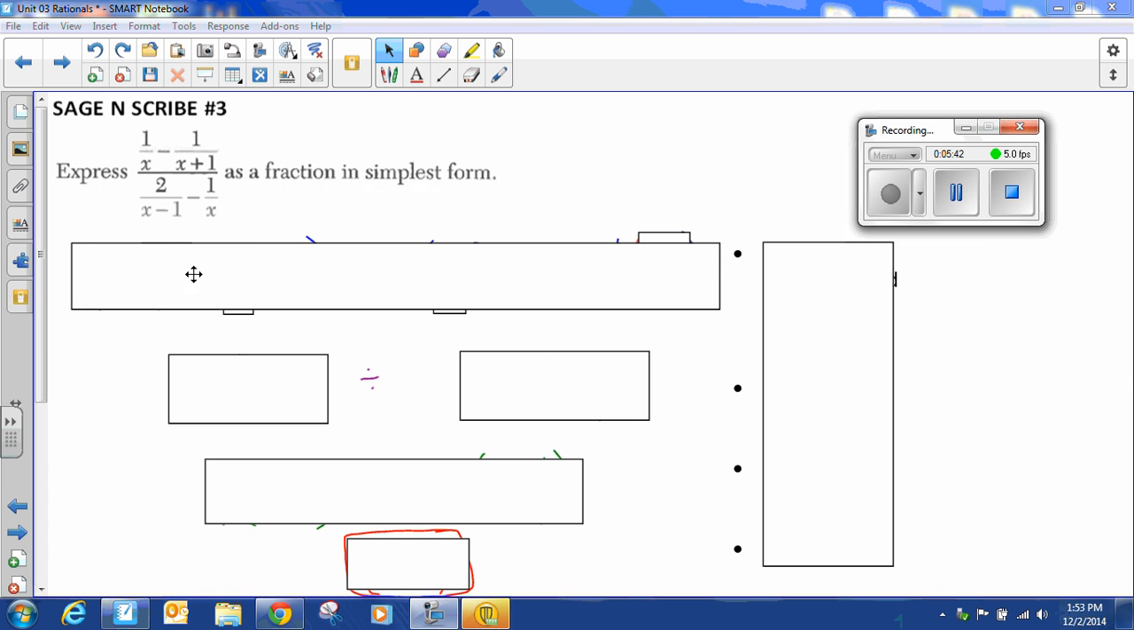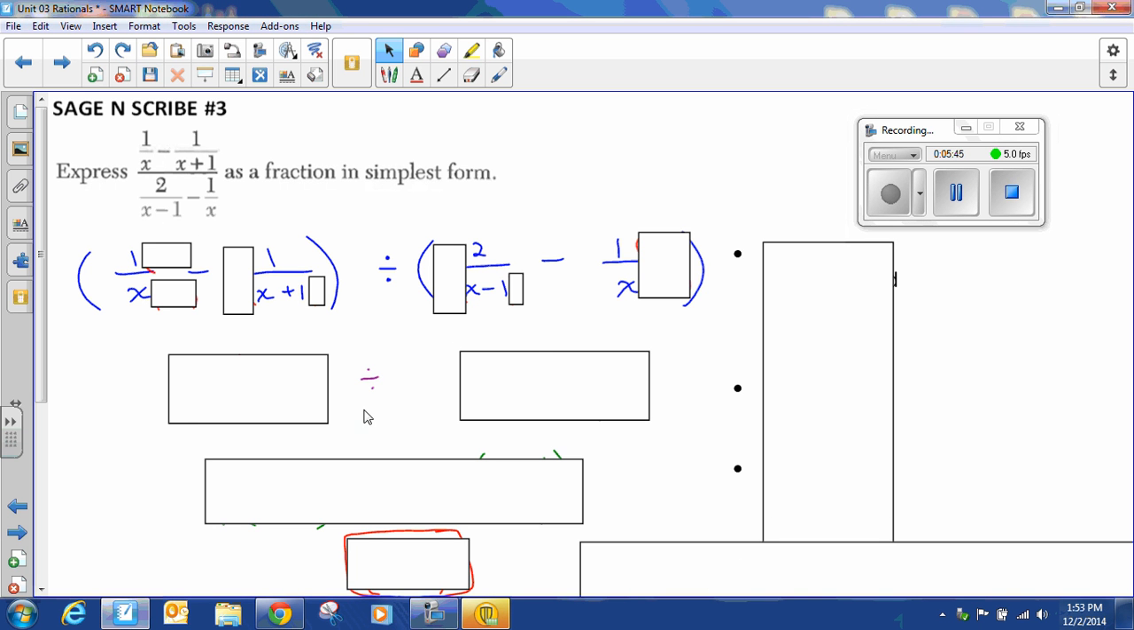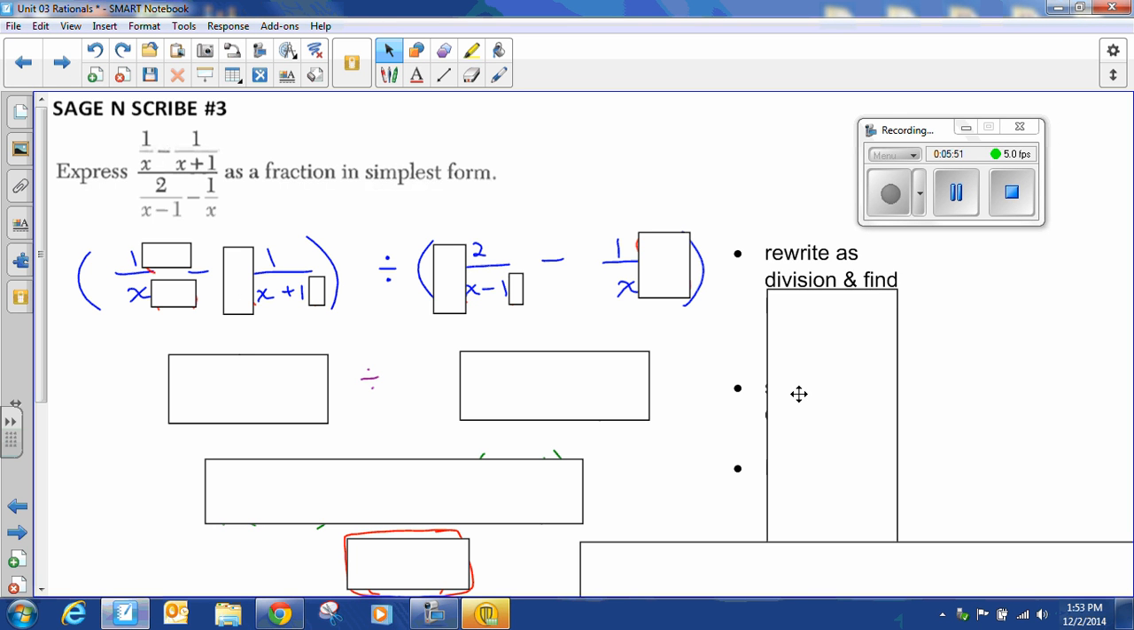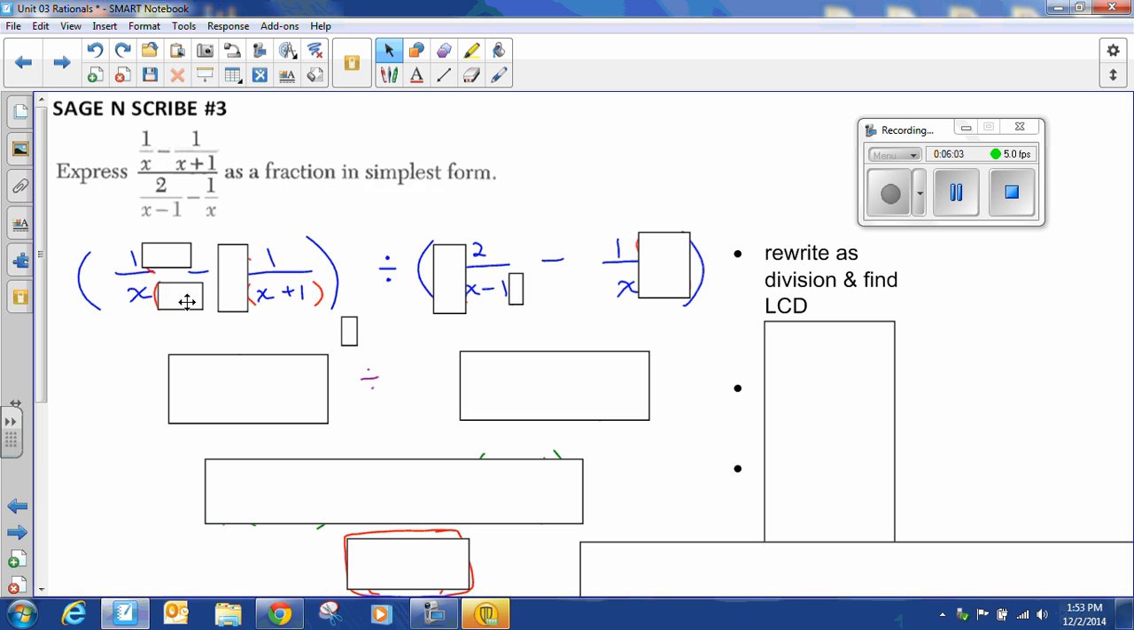The last one, we're going to work with this because we have a binomial in the denominator, which always makes it a little trickier, but it's the same concept. So first thing is rewrite it as division, and find the least common denominator. So here we have x plus 1, and we have x over here. So we know that we need an x plus 1 factor here, so we'll multiply by x plus 1, and over here we multiply by x.